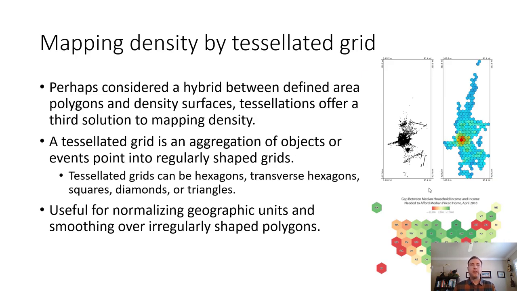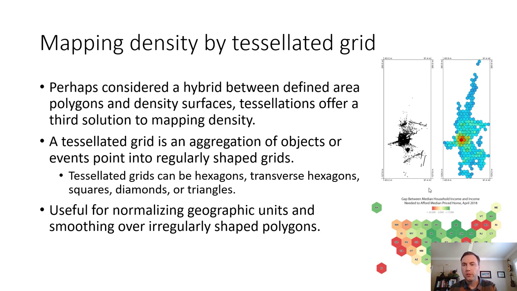All right, last method I'm just going to mention here are tessellated grids. So a tessellation is essentially a repetition of some sort of geometric feature. So a repetition of hexagons or triangles or squares, something like that, diamonds. So perhaps considered a hybrid between defined area polygons, so like using census blocks or tracts, and density surfaces, as we just discussed, tessellations offer a third solution to mapping density. A tessellated grid is an aggregation of objects or event points into regularly shaped grids.